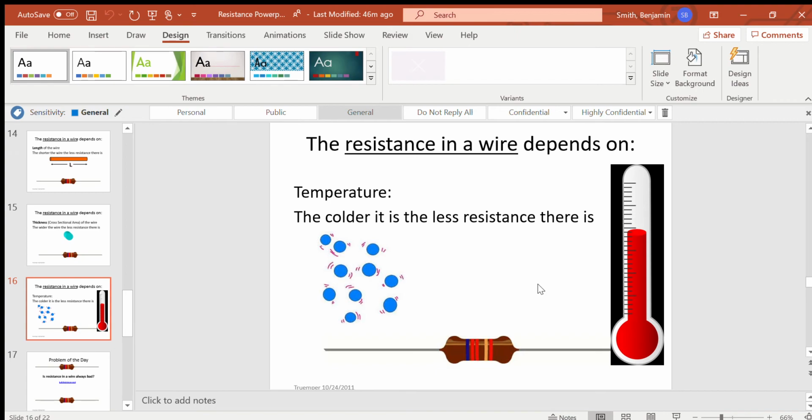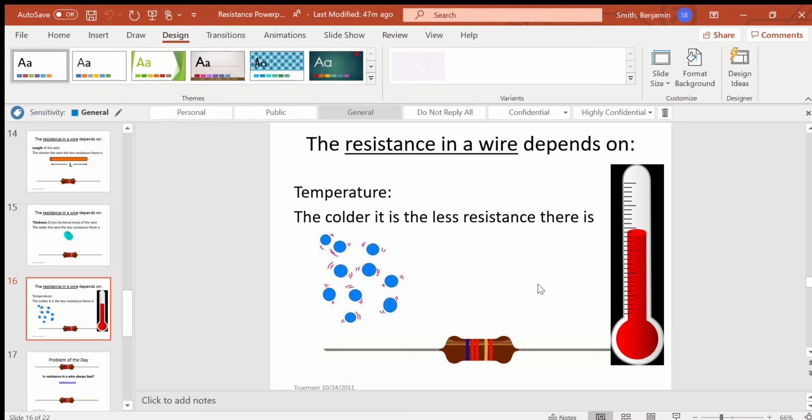Temperature can greatly change resistance as well. In fact, the colder a wire is, or the colder the circuit is, the less resistance it experiences. So the longer you have a circuit running, the hotter it gets, the more resistance it experiences. And so as it heats up, it actually becomes more resistant, hence the glowing from a wire. So temperature is the fourth factor as well.